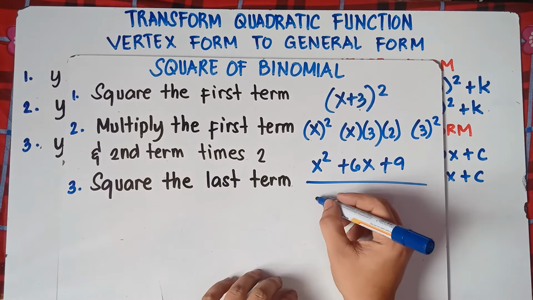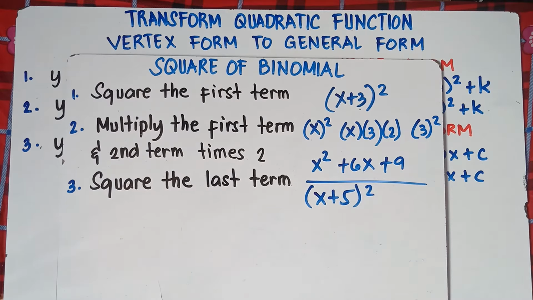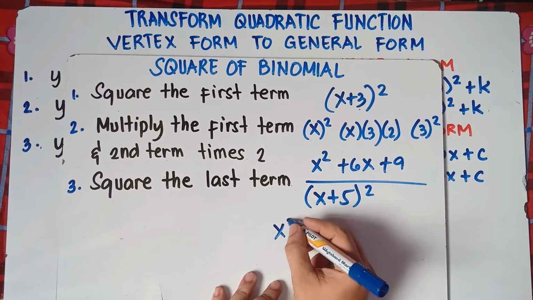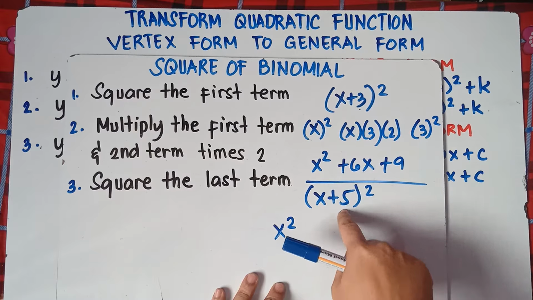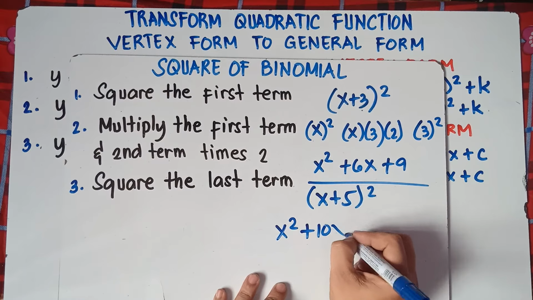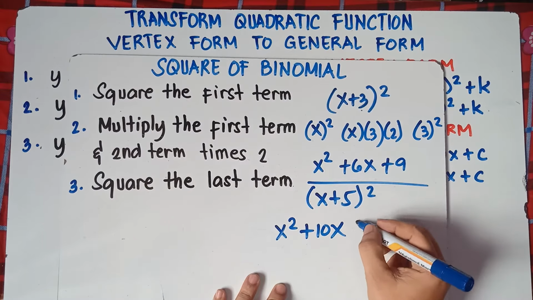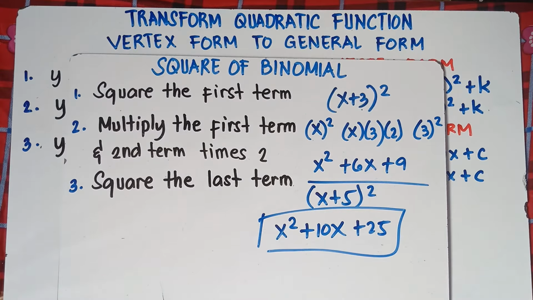Let's try another example, class. If you master this, for example x plus 5 quantity squared, you can answer it easily, in about 3 to 5 seconds. First, you square the first term, x times x, that is x squared. You multiply the first term and second term times 2: x times 5 is 5x, times 2 is positive 10x. Then you square the last term, 5 times 5, that's positive 25. And that's it, class. Easy, right?